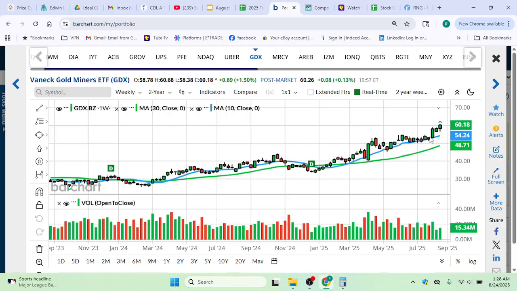Gold miners, as the price of gold has continued to move up over the past couple of years, gold miners have benefited from that price improvement in gold, and a new high this week in gold miners, symbol GDX.